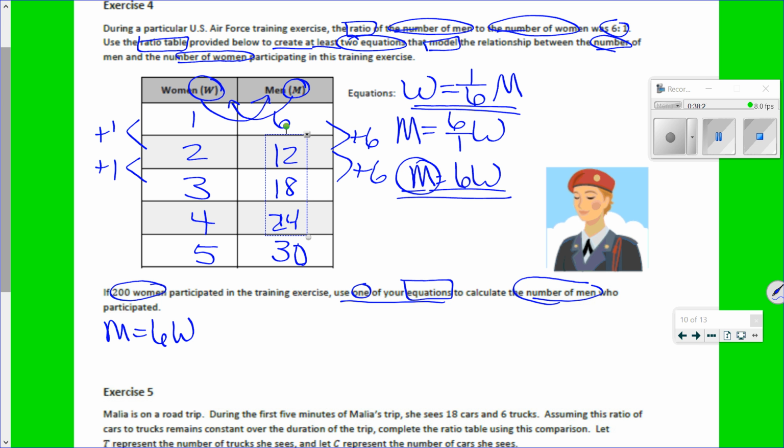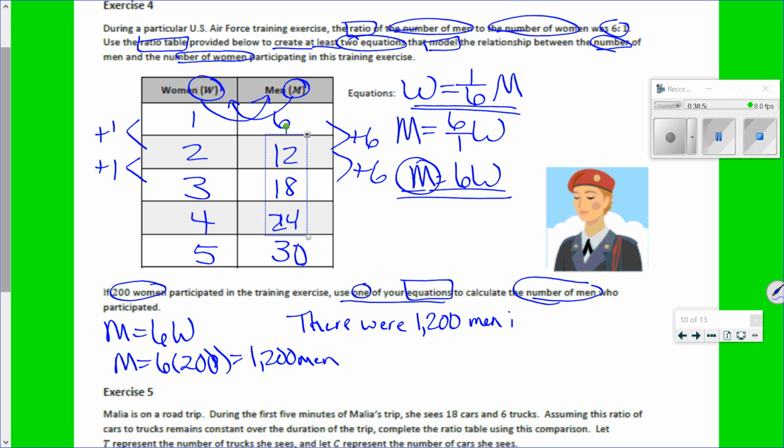And now I'm going to do what we call substitute. We already know that W is women, M is men from our table above. So the 200 women is our W. So now I can just do a direct substitution. M equals 6 times that 200, or 1,200 men. And then because it's a word problem, we'll just go ahead and put that in a sentence. There were 1,200 men in the exercise.